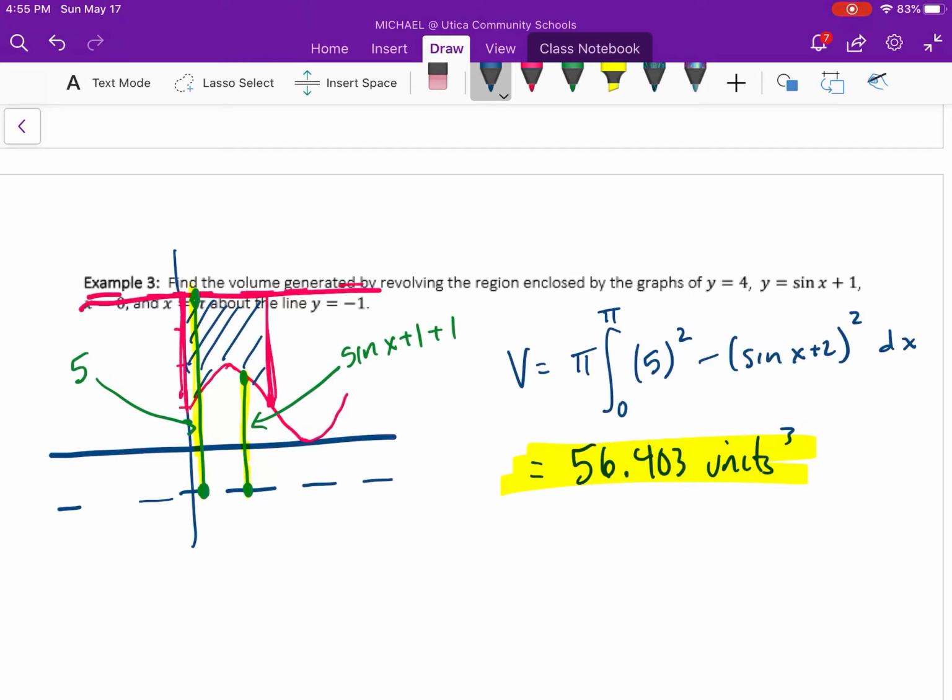So again, biggest thing to remember here when you're looking at washers is first you got to decide if it is a washer or a disc method, and then if it is, you always do outside squared minus inside squared. All right.